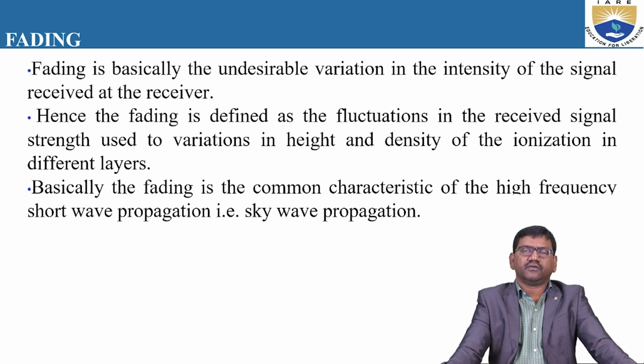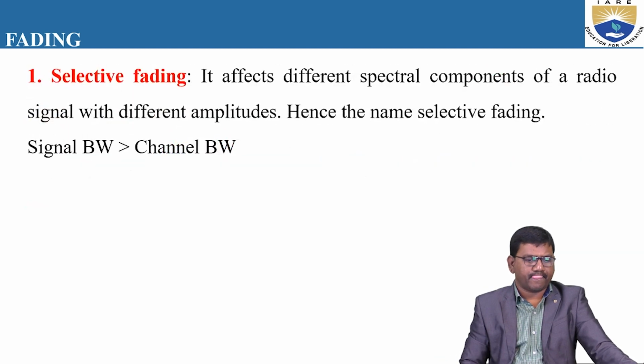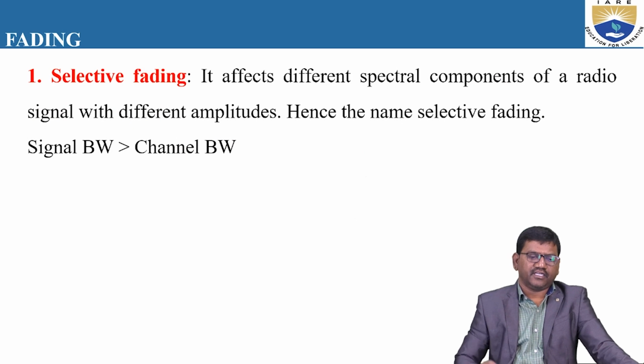Fading. A reduction of signal strength at the receiving antenna we call fading. Fading is basically an undesirable variation in the intensity of the signal received at the receiver. There are different types of fading here.